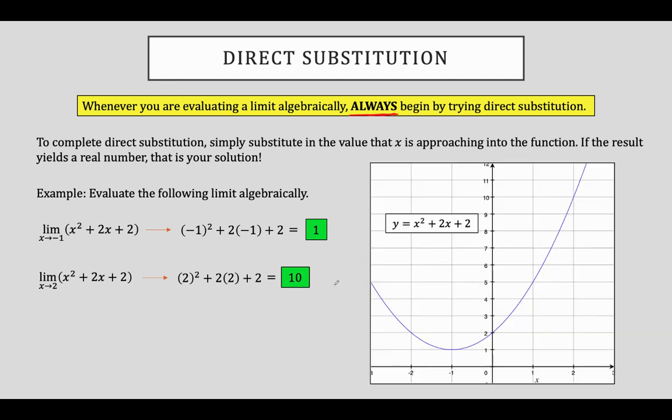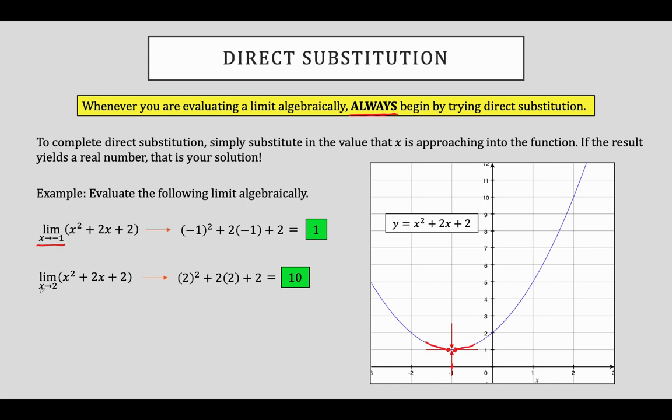Let's see if it makes sense graphically. Here I have the graph of the function y equals x squared plus 2x plus 2. Remember, limits tell us what happens to the y values as x approaches some given number. In this first limit, we were looking at what happens to the y values as x approaches negative 1. Here I have x equals negative 1, and as I'm traveling along my curve, as my x values get closer and closer to negative 1 from either side, what are the y values getting closer and closer to? They are getting closer and closer to 1.